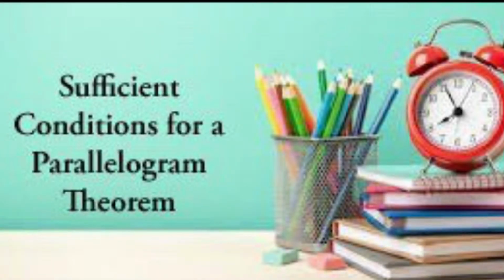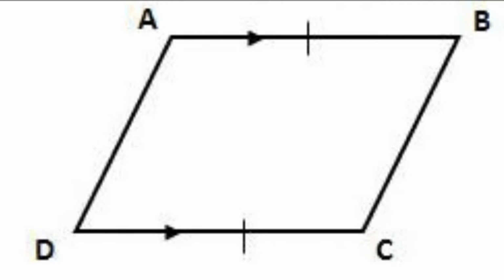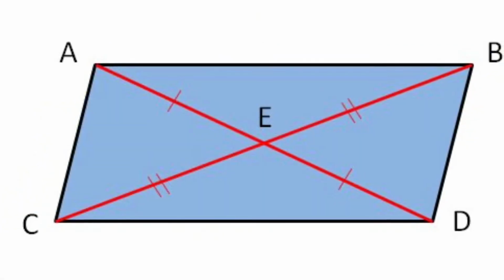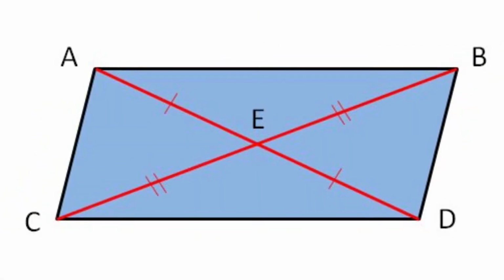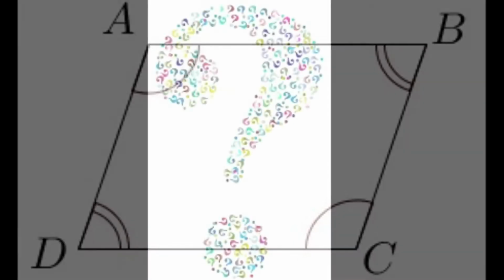However, parallelograms have many sufficient conditions, which are known as the sufficient conditions for a parallelogram theorem. This theorem is made up of 4 parts to help us know if a quadrilateral is a parallelogram. Part A of this theorem is one pair of sides is both parallel and congruent. Part B of this theorem is both pairs of opposite sides are congruent. Part C of this theorem is that the diagonals bisect each other. And lastly, Part D of this theorem is both pairs of opposite angles are congruent.